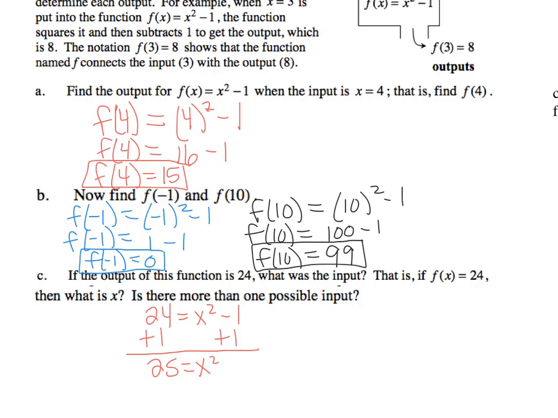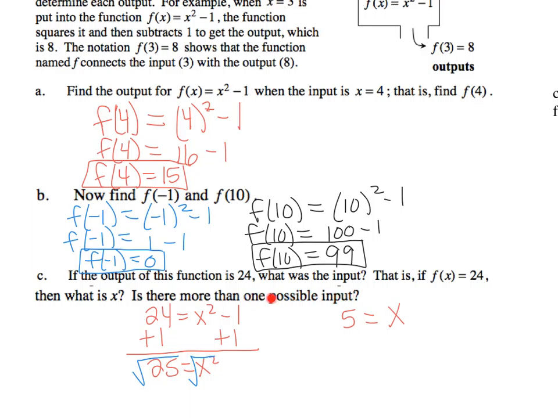So then I see that 25 equals x squared, and I have to think to myself, okay, what's the opposite of squaring? How do I undo the squaring? And that is with square root. Square root is the opposite of squaring. So the square root of 25 is 5. The square root of x squared is x. So we see that x could equal 5, but they ask us an important question here.